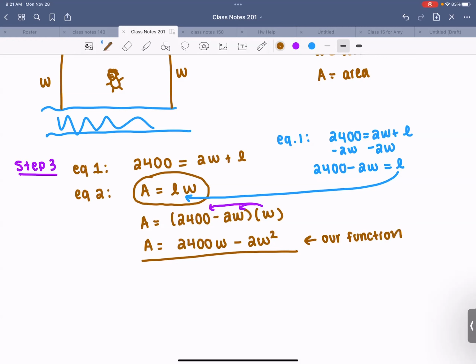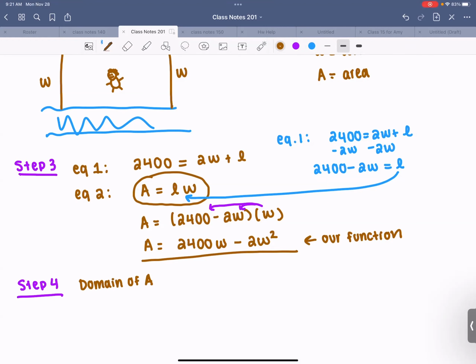Now, before we start taking derivatives, I'm going to go to step 4, and we're going to think about what realistic values this function can actually take. Step 4 asks: what's the domain of my A function? So let's think about this. We want to find the domain of A, and we're thinking about what I can plug into W.